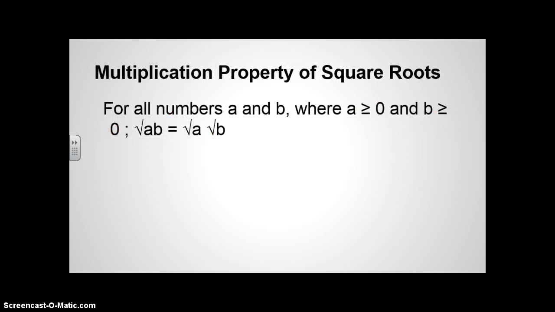Another property in 12.1 that you might see is the multiplication property of square roots. For this, it says for all real numbers a and b, where a is greater than or equal to 0 and b is greater than or equal to 0, the square root of a times b equals the square root of a times the square root of b. So we just separated out the variables and put them under their own radical sign.